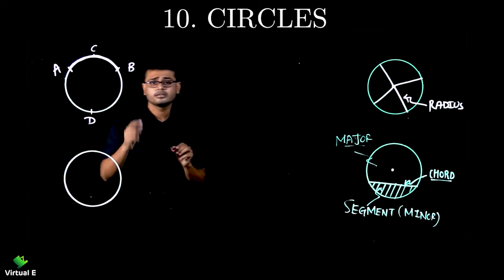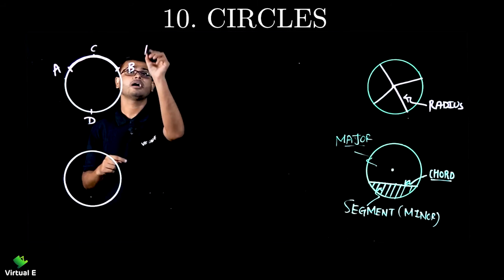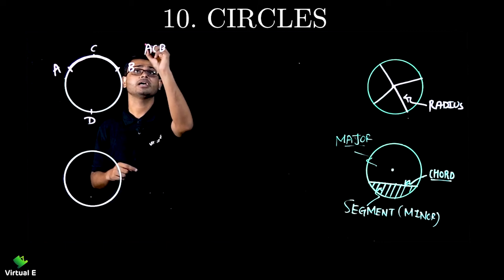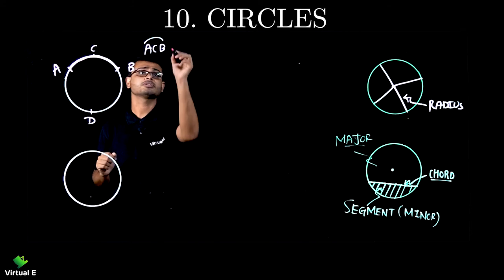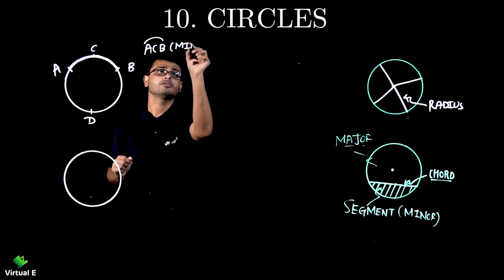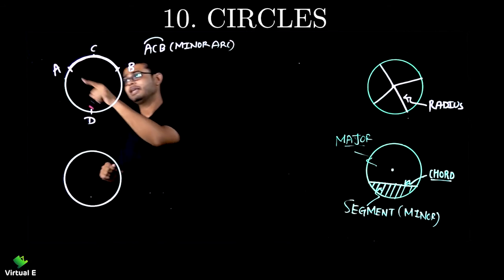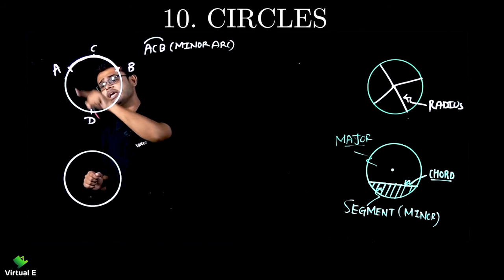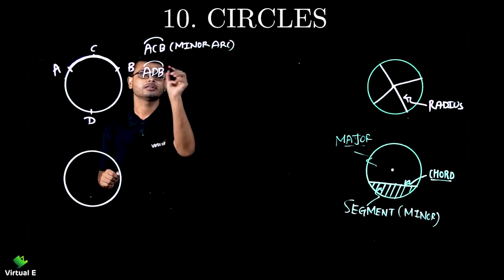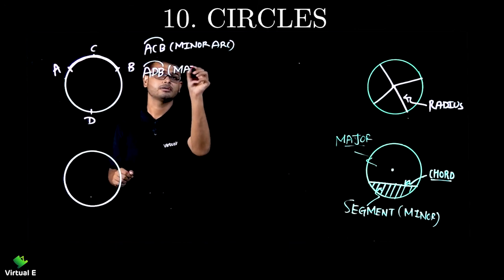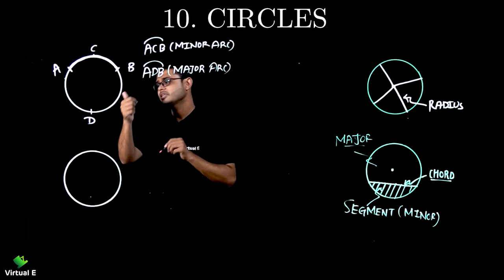So again there are 2 parts, major and minor. This arc ACB, and this is the symbol, you are already aware of it, discussed in grade 9. So this is the minor one. So minor arc. Done. And let's talk about the major. The major will be ADB. So ADB, that is the major arc. Simple. So that's about the arc.